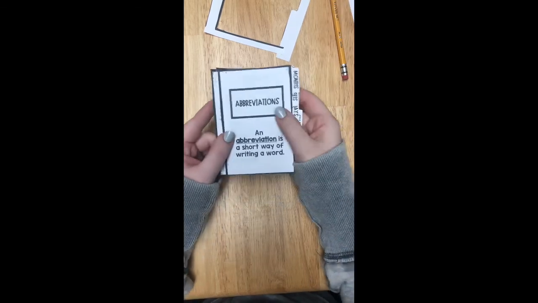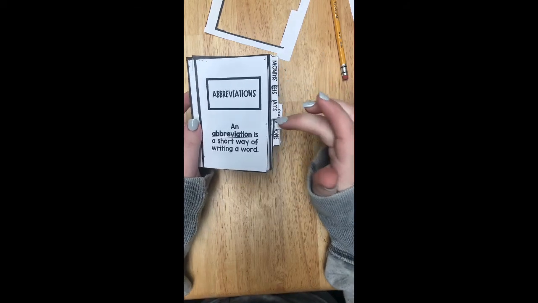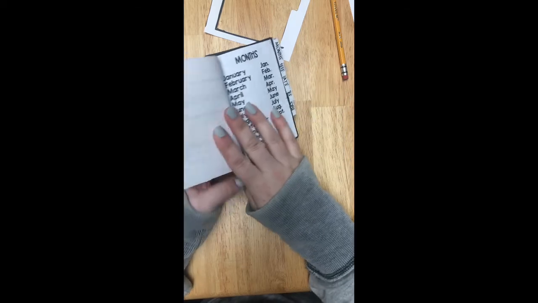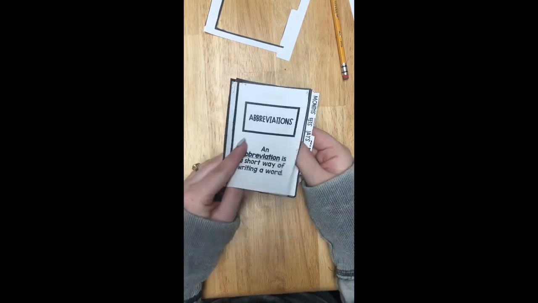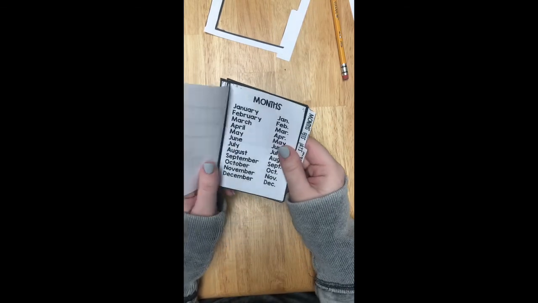Let's try this again. An abbreviation is a short way of writing a word. So we have months, streets, days, states, and people. Let's take a look at each part of this booklet. This is going to come in handy for you. I would keep this in your folder, keep it in your desk when we get back. Just always have this ready for you, okay?